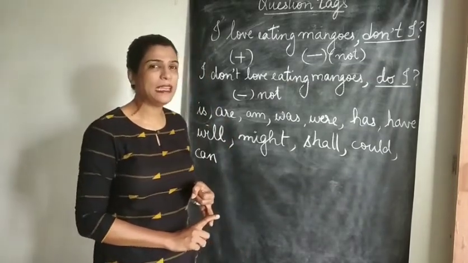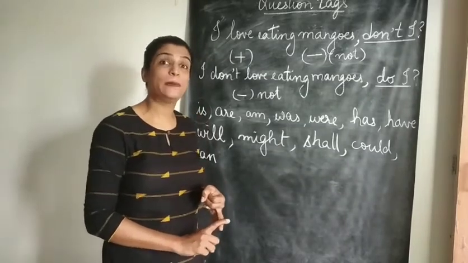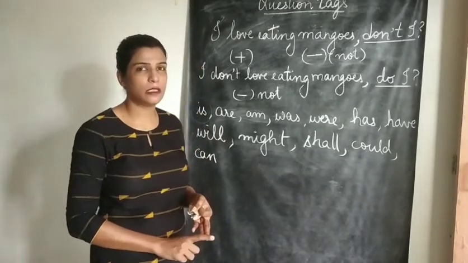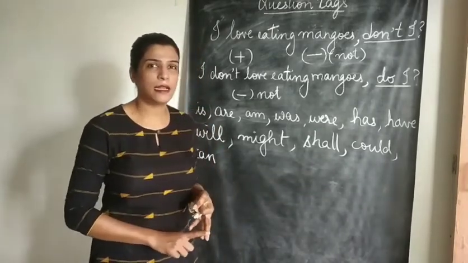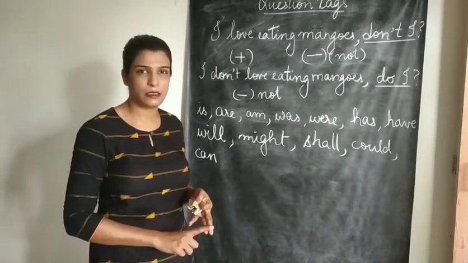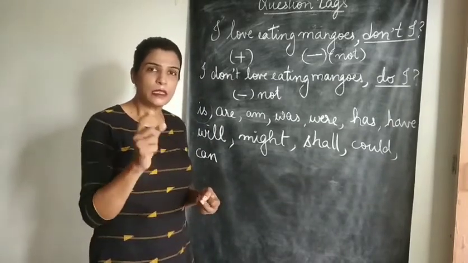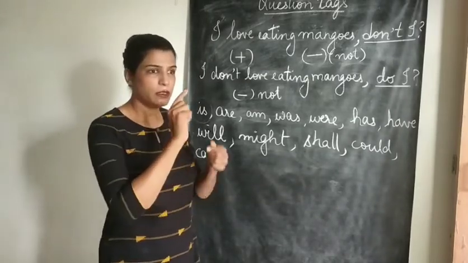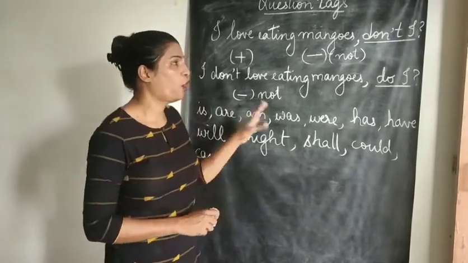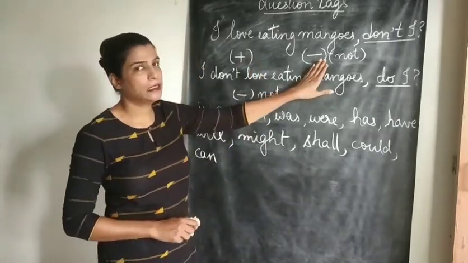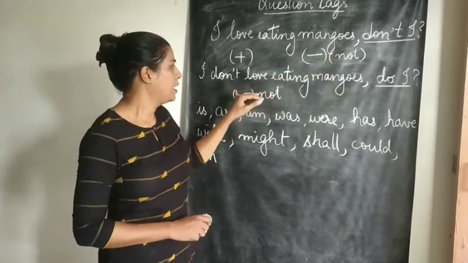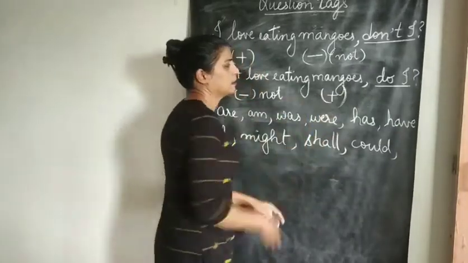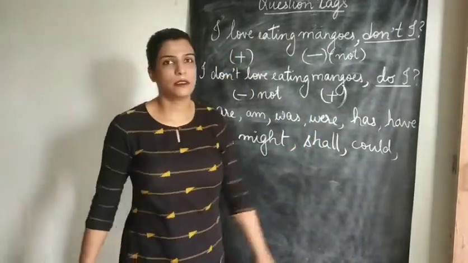If I am talking about a male in the sentence, the pronoun would be he. If I am talking about a female in the sentence, then the pronoun would be she. If I am talking about animals and non-living things, the pronoun would be it. Non-living things, living things, amongst living things only animals, then the pronoun would be it. So the very smart combination of a positive statement and a negative question tag, and a negative statement and a positive question tag, all come under the category of question tags.